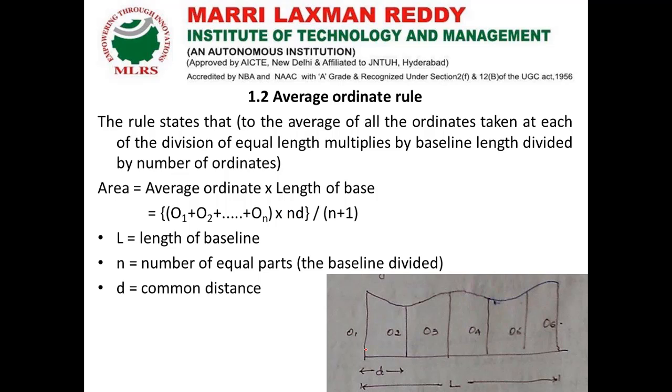So here in this diagram, 1, 2, 3, 4 and 5, the baseline has been divided into 5 pieces of equal distance.